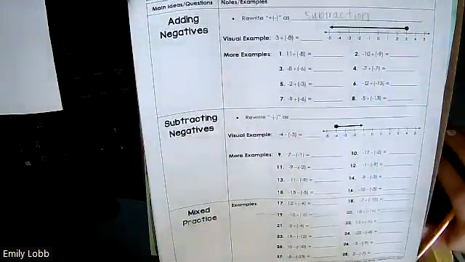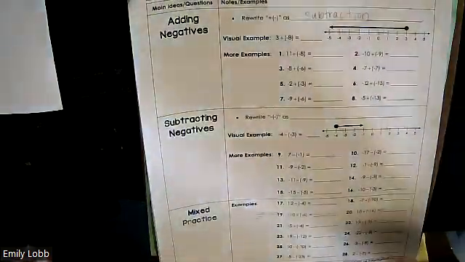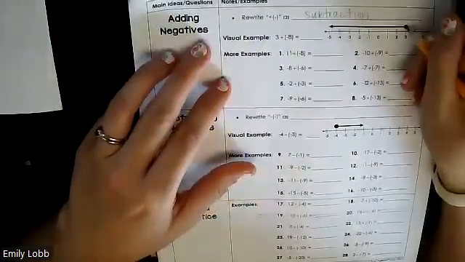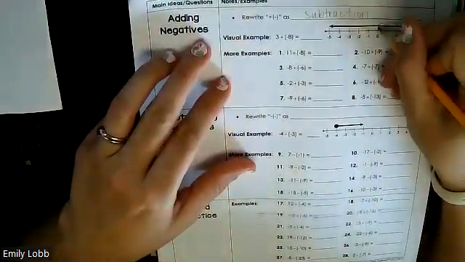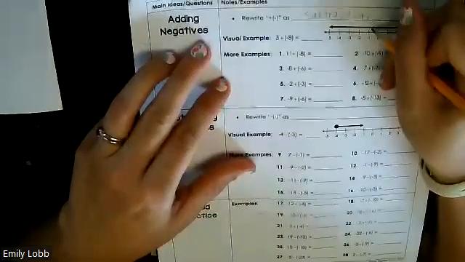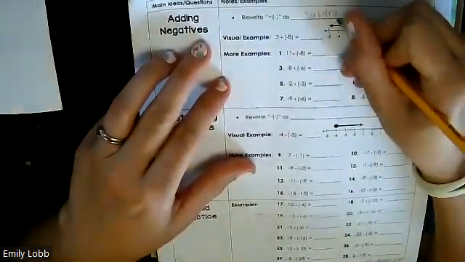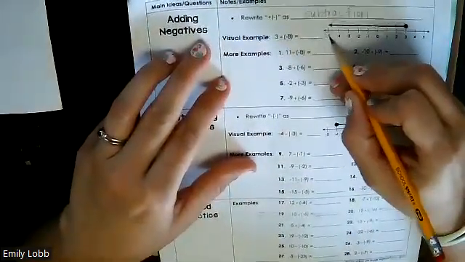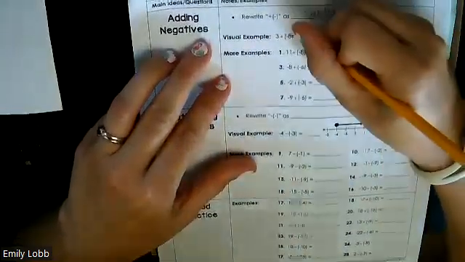So again, remember subtraction is going to the left. So 3 plus a negative 8, we would go to the left 8. 4, 5, 6, 7, 8. That puts us where? -5.